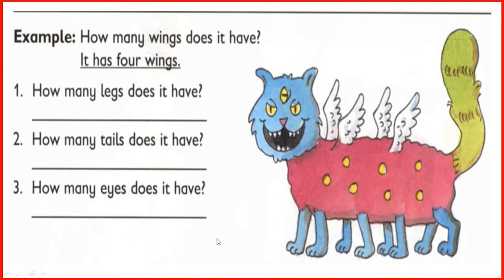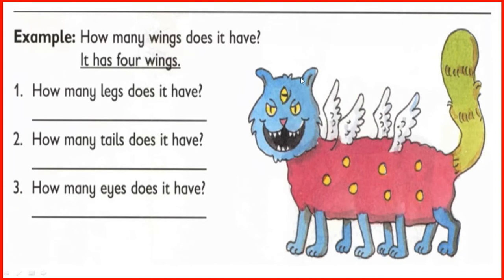Okay, now count. How many wings? 1 2 3 4. There are 4 wings of monster. And how many tails? Only one tail. And how many legs? 1 2 3 4 5 6 7 8. There are 8 legs. Okay, and how many eyes? 1 2 3. There are 3 eyes.